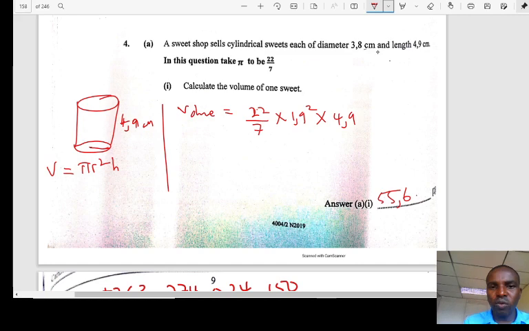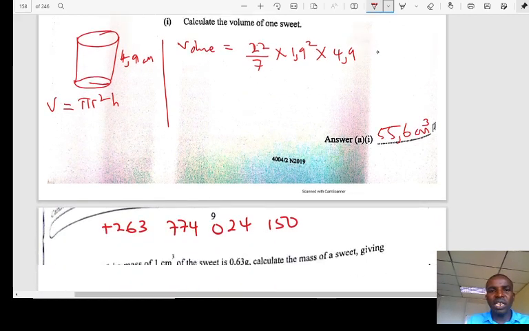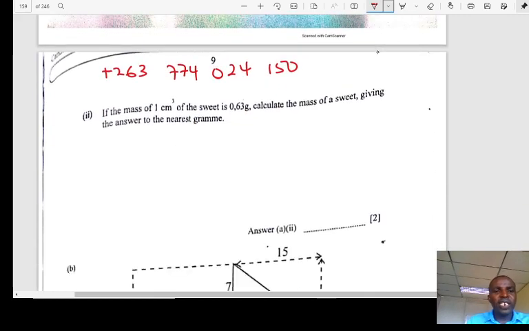And this one is volume, so it's in cubic centimeters. So 55.6 cubic centimeters, done. Next, if the mass of 1 cubic centimeter of a sweet is 0.63 grams, calculate the mass of a sweet, giving the answer correct to the nearest gram.